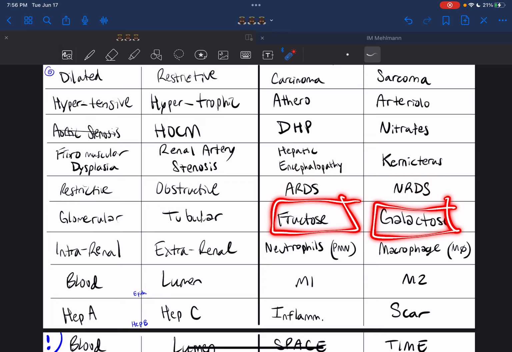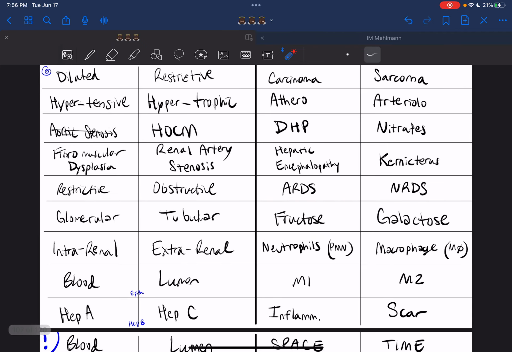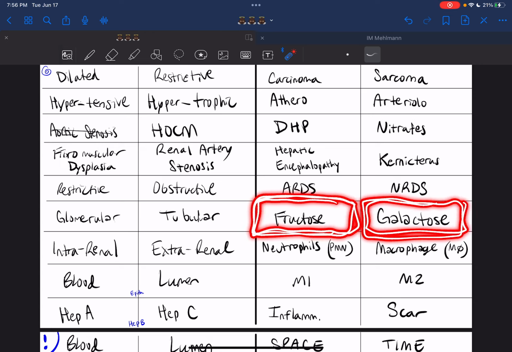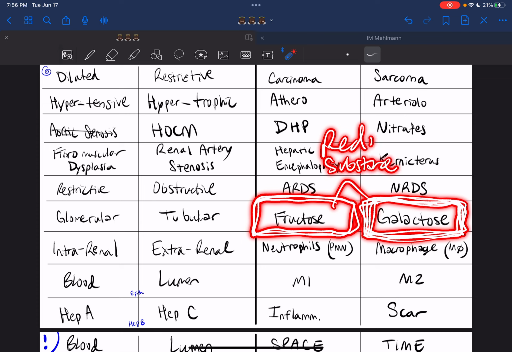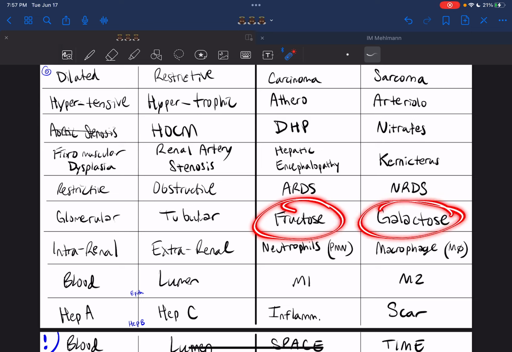Fructose versus galactose, the 2 more complex sugars. Fructosemia or hereditary fructose intolerance versus classical galactosemia, the 2 severe reducing substances diseases, where you find reducing substances in the patient's pee. These are basically the same disease, but one is with fructose, one's with galactose. The severe ones are the hereditary fructose and the classic galactosemia. And then there's also a mild fructose one and a mild galactose one. Fruit versus milk. Fructose versus lactose.